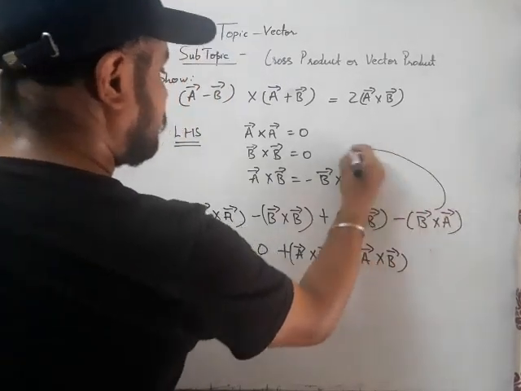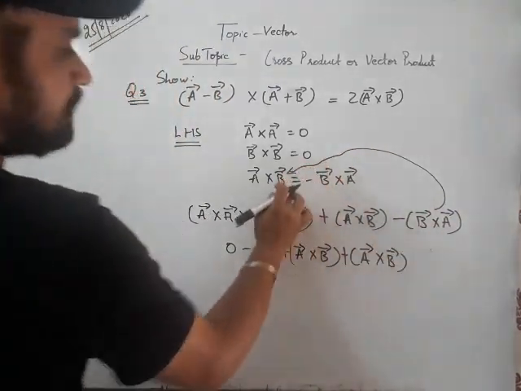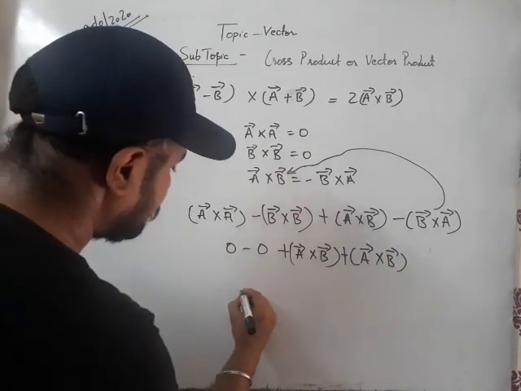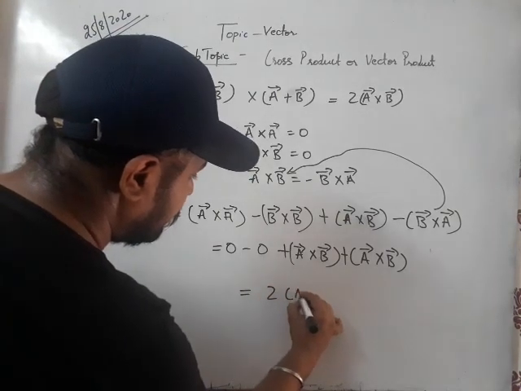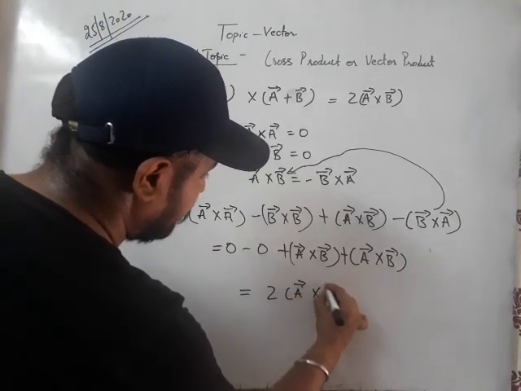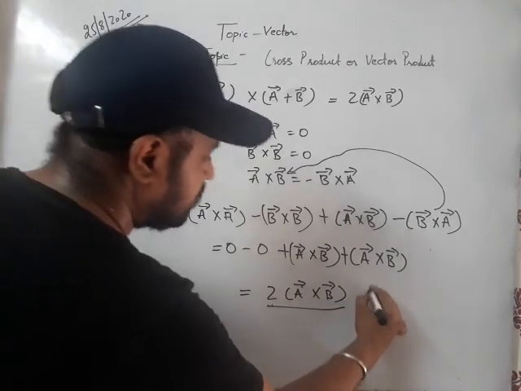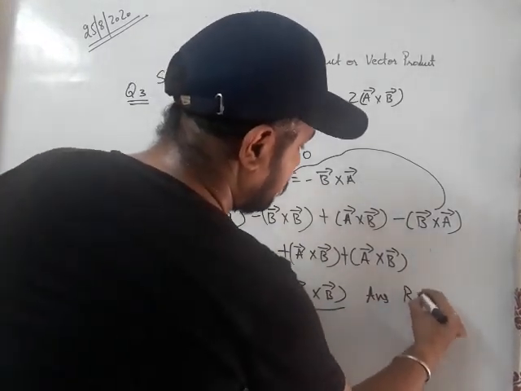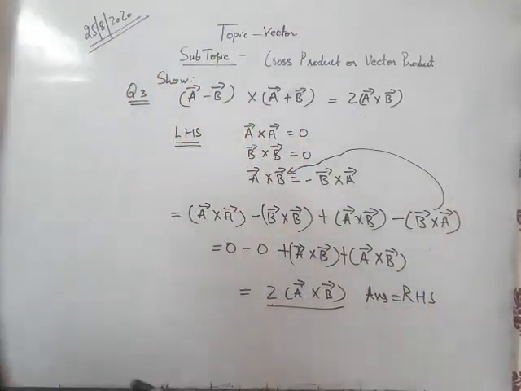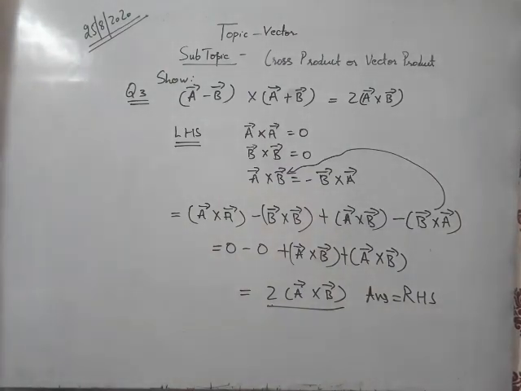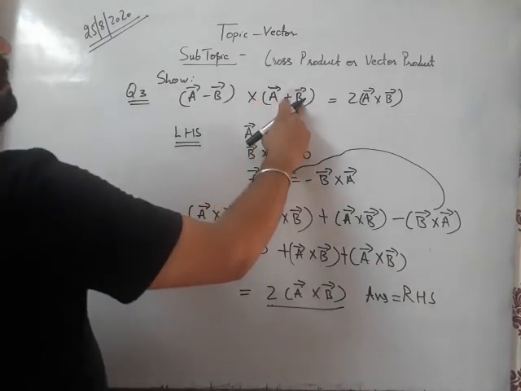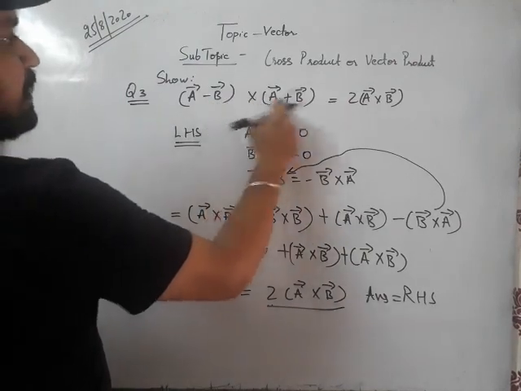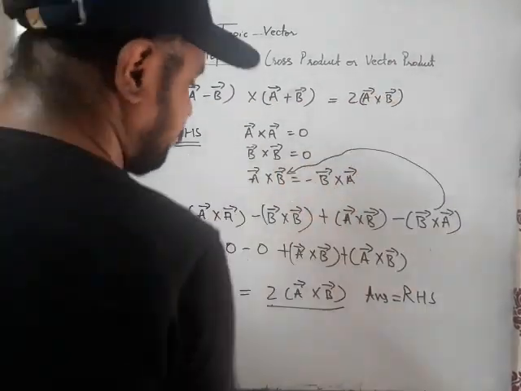We will be replacing its value from this step. So it will be 2 times the cross product of A and B vector, taking the LHS into consideration. So this is our answer, that is equal to the right hand side. So LHS is equal to RHS. Hence we have shown that (A vector minus B vector) cross (A vector plus B vector) is equal to 2 times A cross B vector. Thank you.